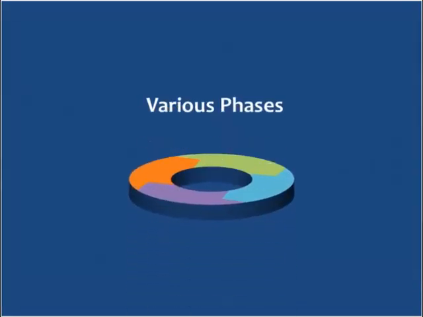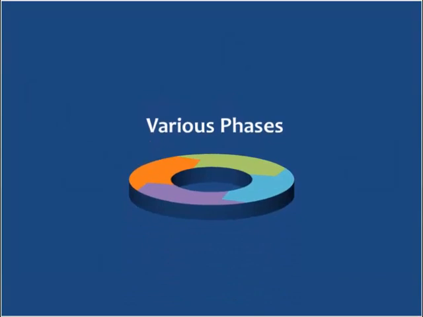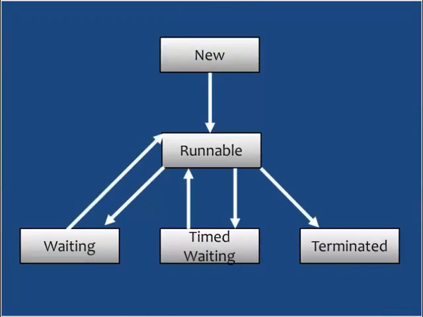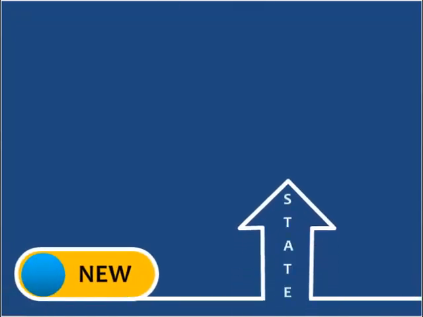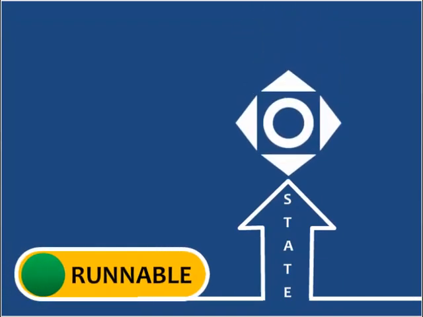A thread goes through various phases in its life cycle. A new thread is born, starts, runs, and then later dies. A new thread begins its life cycle in the new state. It remains in this state until the program starts the thread. After a newly born thread is started, the thread becomes runnable.